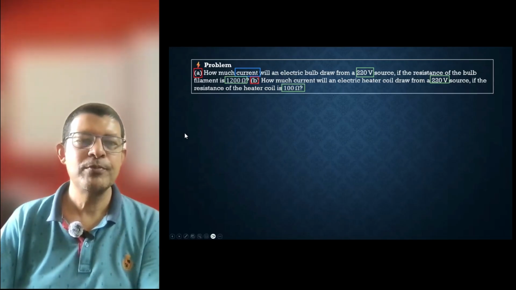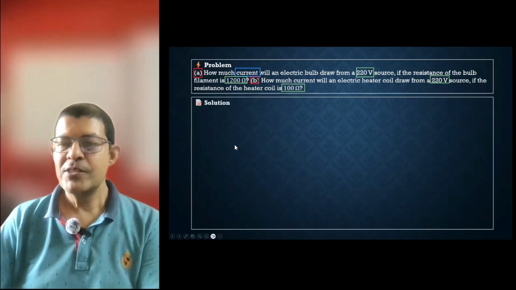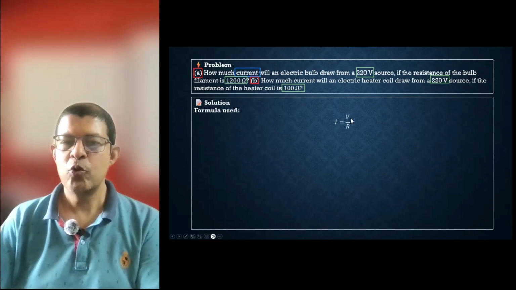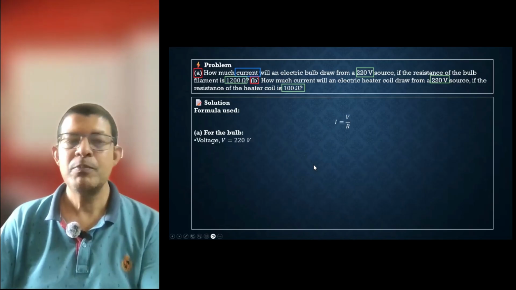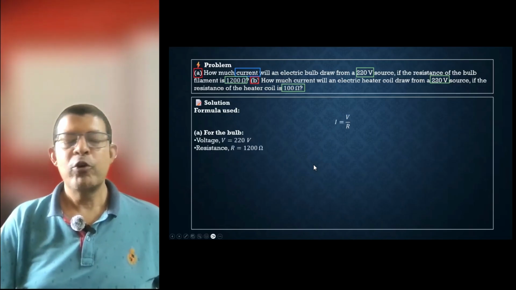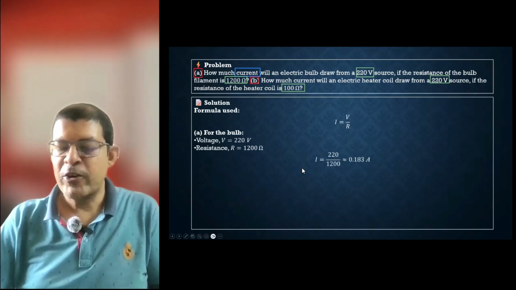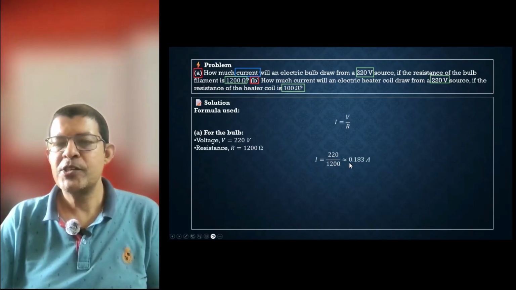Okay, let me solve it now for you. This is a step-by-step solution. The formula to be used is Ohm's law, I = V/R. For the bulb, the given voltage is 220 volt and the resistance is given. Then you find the current. Current is basically voltage by resistance. You will get 0.183 amperes.